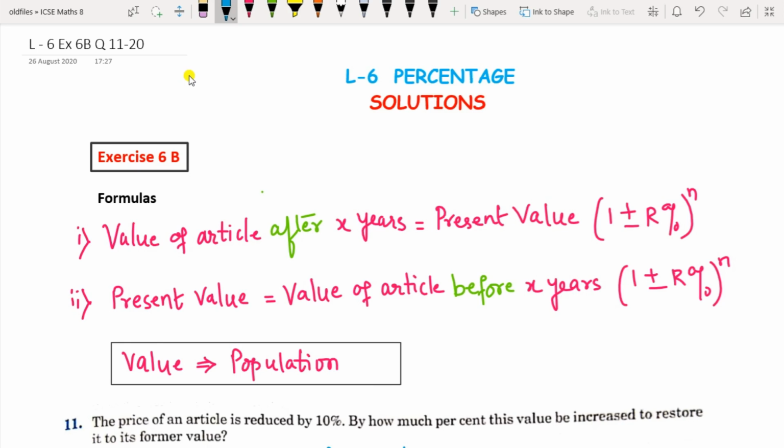In this video we are going to see the solutions of exercise 6B of lesson 6 from question 11 to 20. Lesson 6 is about percentage. In the link above I have shared the video of exercise 6B from question 1 to 10.